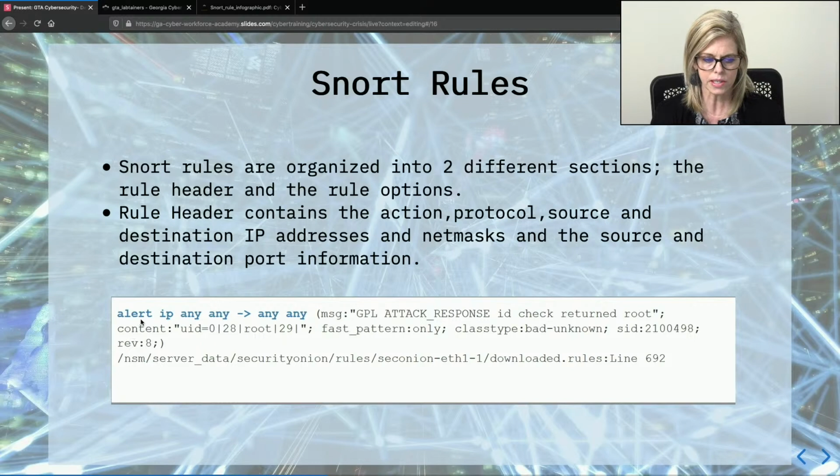So the alert is what action do you want to take? The protocols, what protocol are we including as part of this rule? The message that we want generated, any content that's included in that particular payload. The class type is how this particular vulnerability has been classified. It could be unknown, it could be an actual access attack on users.